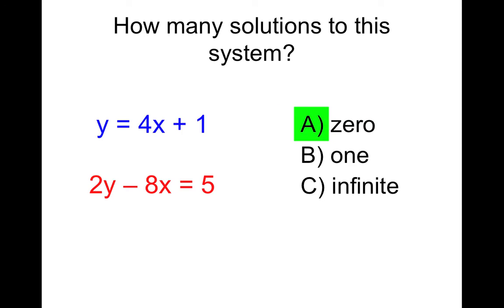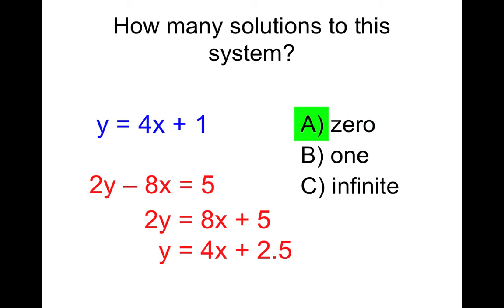This system has 0 solutions. If we get the second equation into y equals mx plus b, by adding 8x to both sides and then dividing both sides by 2, they have the same slope but different y-intercepts. Therefore, they're parallel lines. This system has 0 solutions because parallel lines do not intersect.